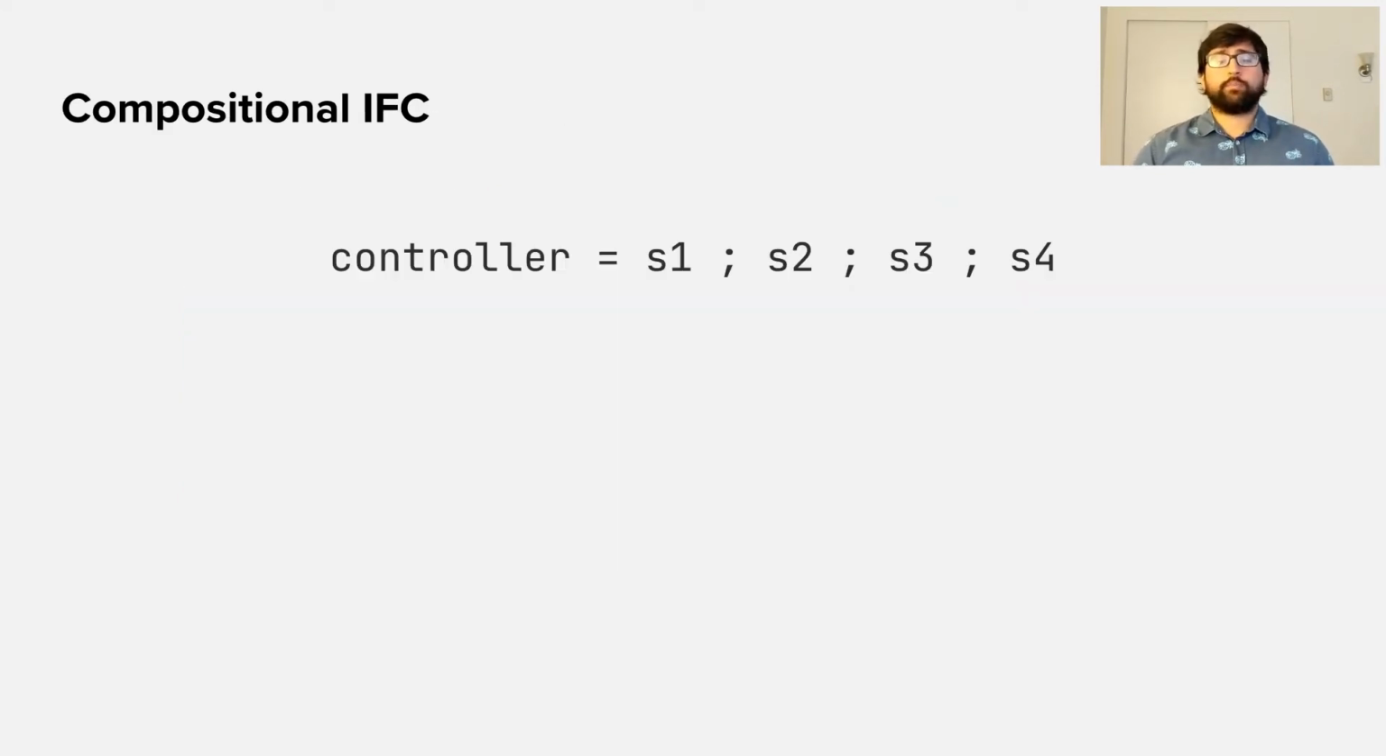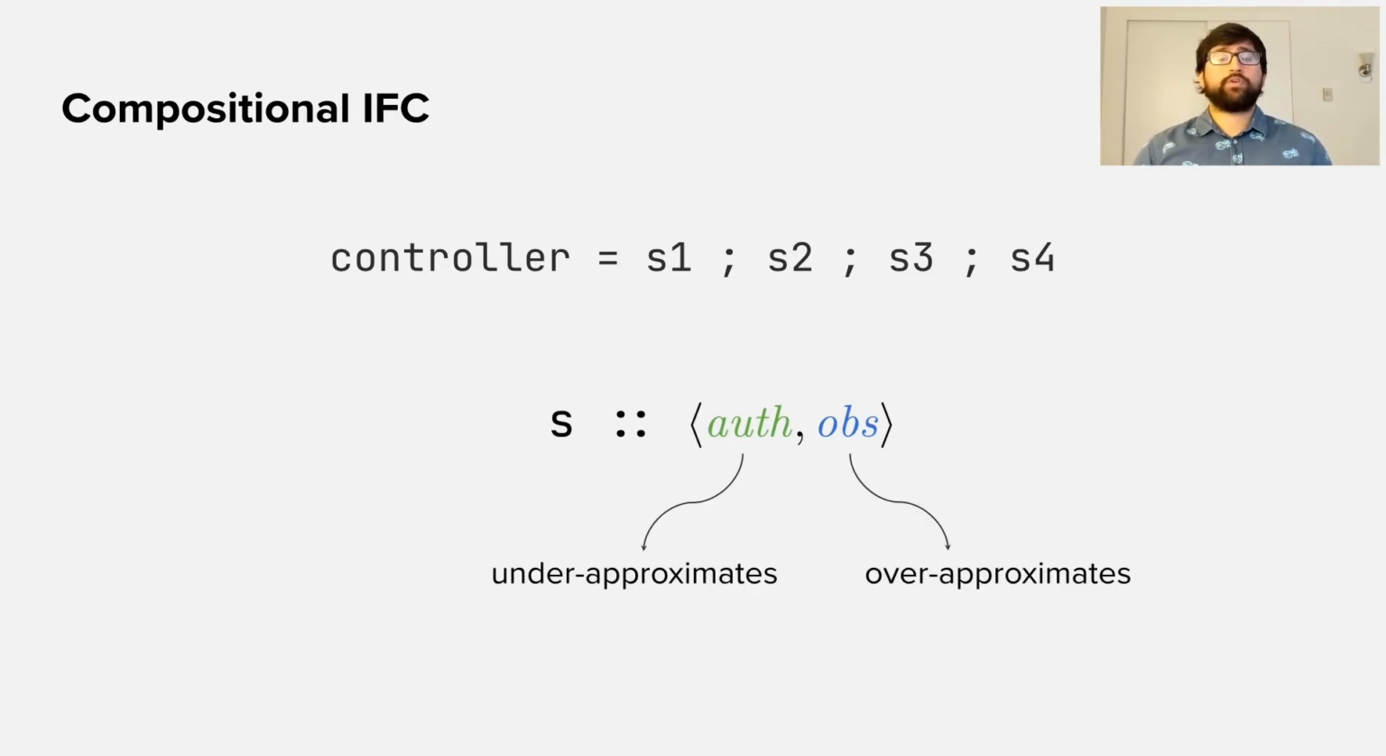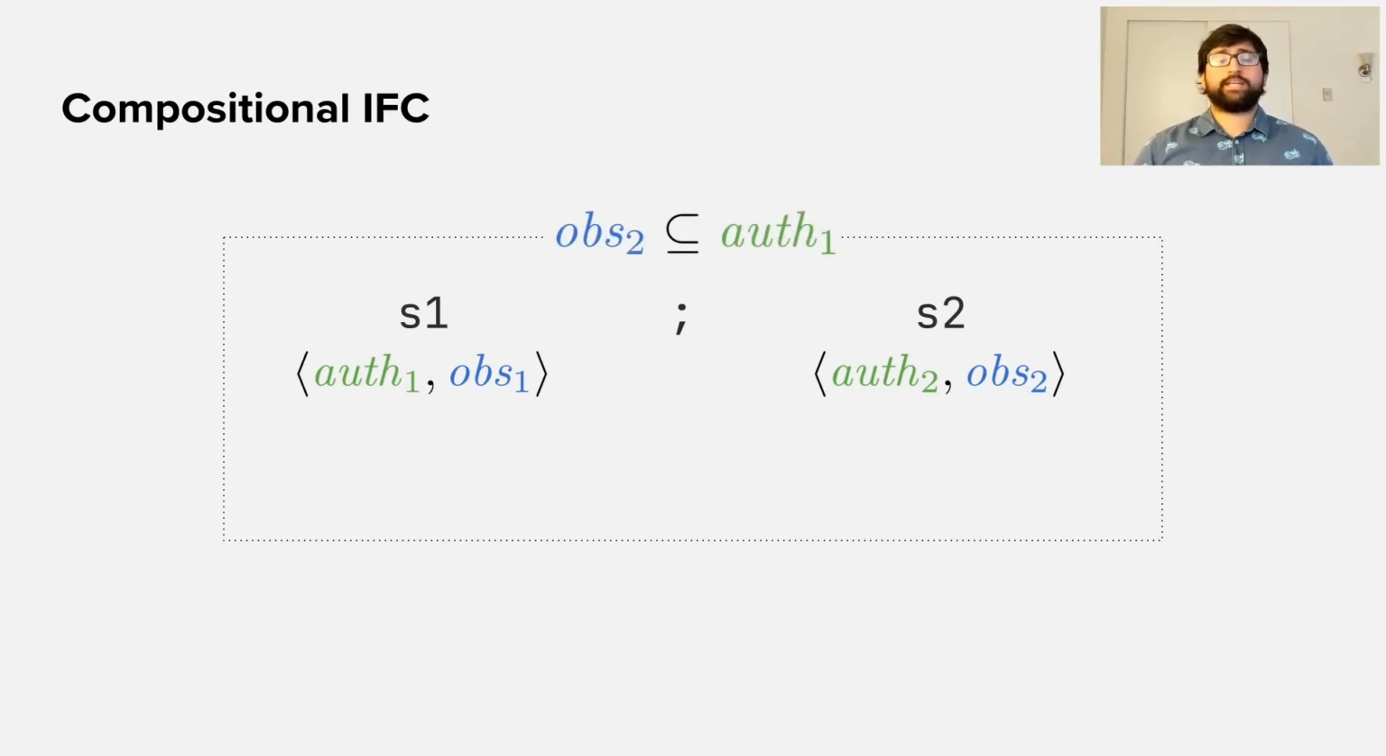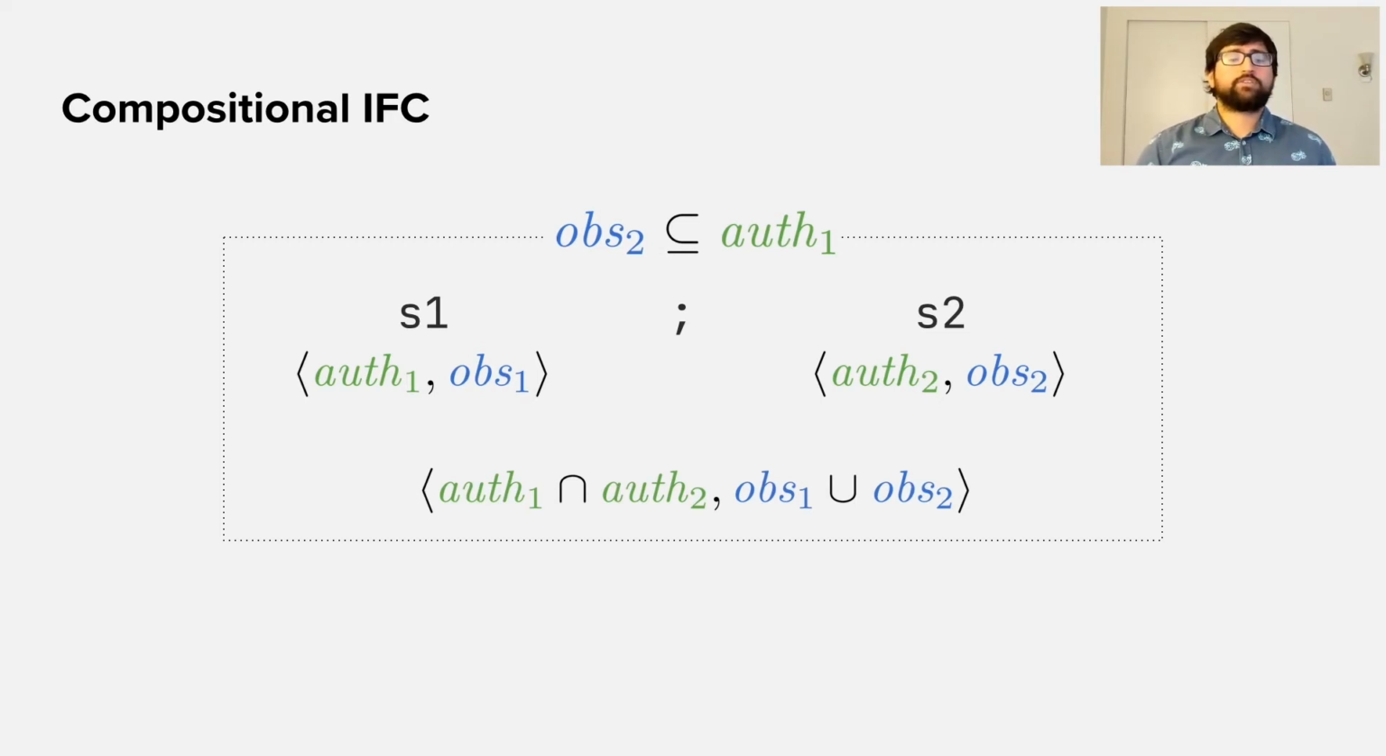More concretely, a controller is composed of a sequence of statements. To track the information flow, the SORM assigns to each statement two sets, auth and opt. Auth under-approximates the set of authorities of the data read in the statement, and opt over-approximates the set of observers the statement sends data to. When sequencing two statements S1 and S2, the SORM ensures the correct information flow by checking that the set of observers of S2 is authorized to see the data in S1, or in other words, that opt2 is a subset of auth1. Additionally, because the sequence of the two statements reads data both from S1 and S2, we assign to the composition the intersection of auth1 and auth2. Similarly, as the composition sends data both to observers in S1 and S2, we assign to it the union of opt1 and opt2.